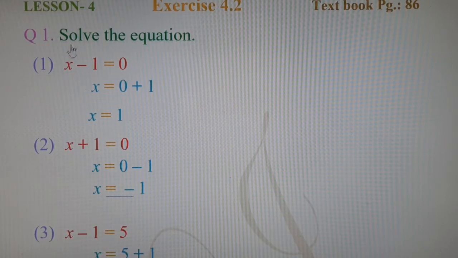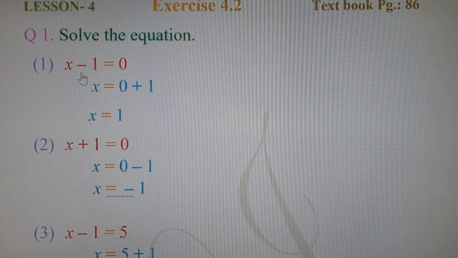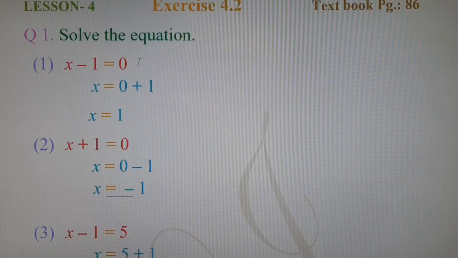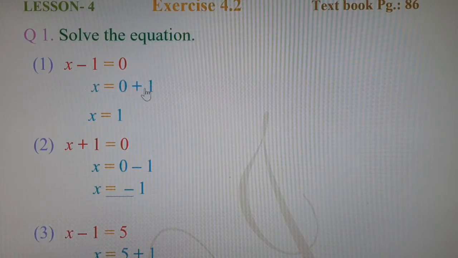So here we keep the variable x alone and we transfer minus 1 from the left hand side to the right hand side. To transfer the integer minus 1 from the left hand side to the right hand side, we use the transpose rule. The transpose rule means the opposite rule. Minus 1, when we transfer from the left hand side to the right hand side, will become plus 1 because the opposite function of subtraction is addition.